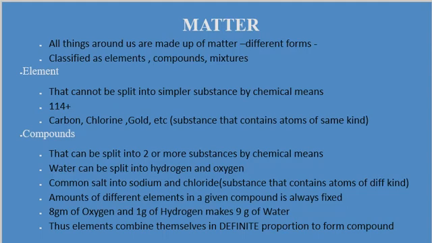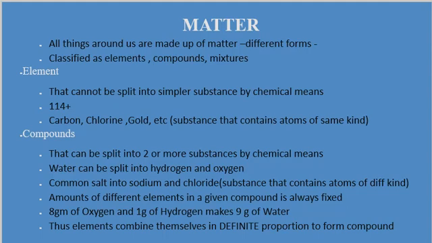For example, water is H2O. That means we can split water into H, hydrogen, and O, oxygen. So water is a compound, hydrogen and oxygen are the simpler elements, and because of this, water is called a compound. Common salt is sodium chloride, Na and Cl. The symbol for sodium is Na, the symbol for chlorine is Cl. It contains atoms of different kinds. Sodium atom and chlorine atom together is what is called sodium chloride, which we normally call common salt.